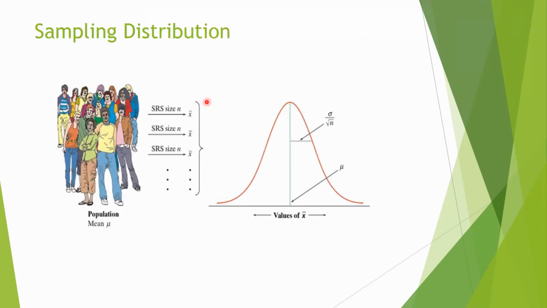So in statistics, if we want to study the population parameter mu, we can take multiple samples, right? For example, we can take a random sample of size n and calculate this sample mean, which is the statistic to infer this mu.